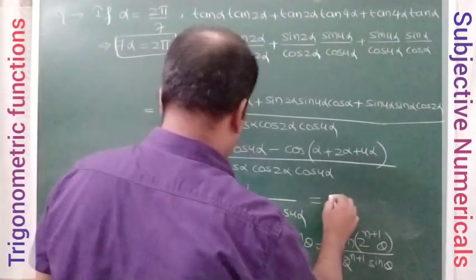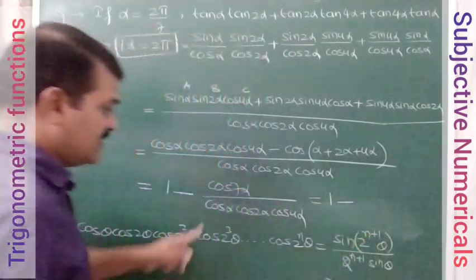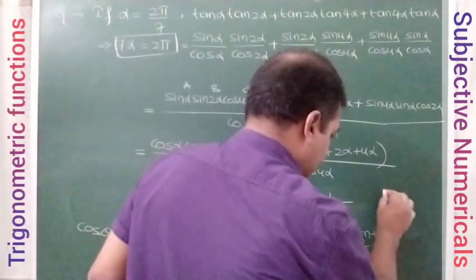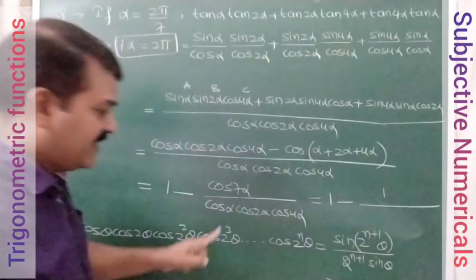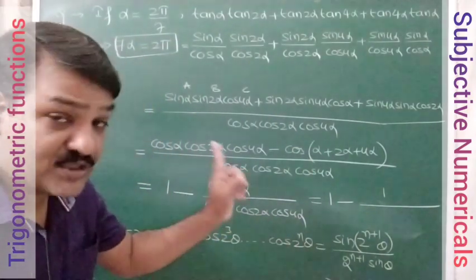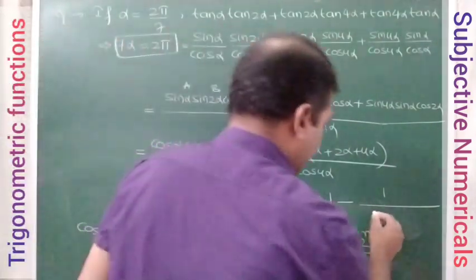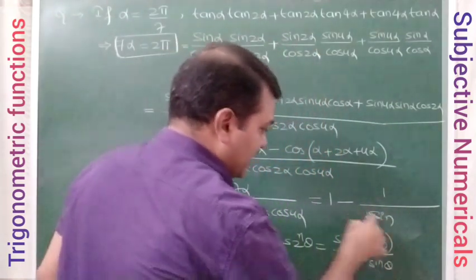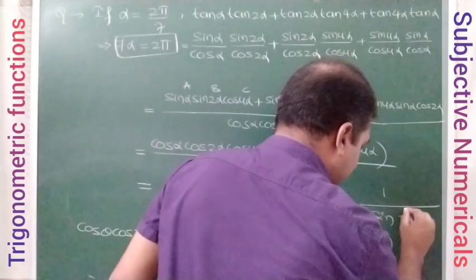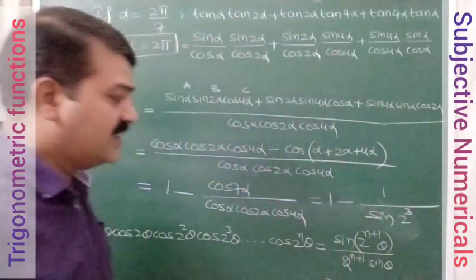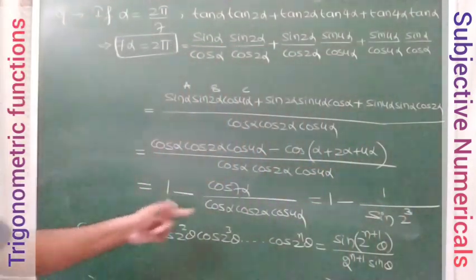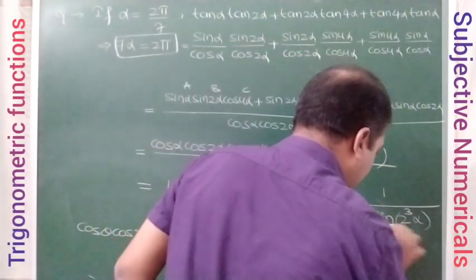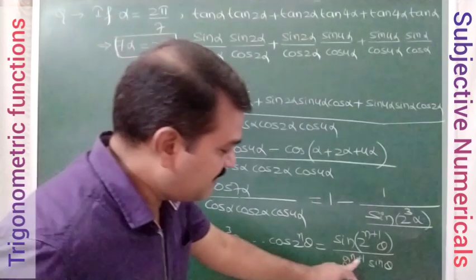Then we will get like this. 1 minus cos 7 alpha means cos 2 pi, which is 1. And for denominator, apply the formula, n is 2. So n is 2 means we will get sine 2 power 2 plus 1. That means sine 2 cube into, in place of theta we have alpha, no? Alpha by 2 power n plus 1, n is 2.